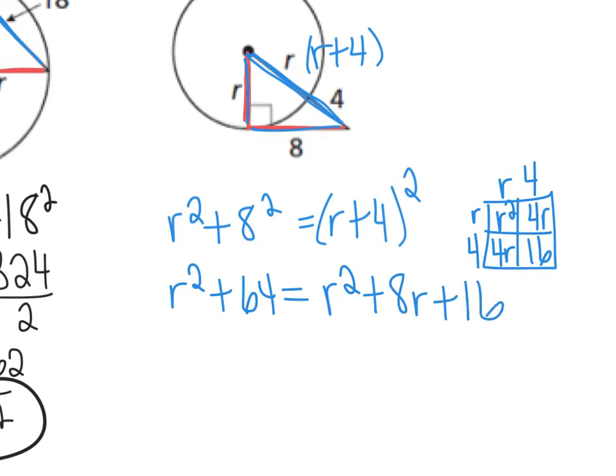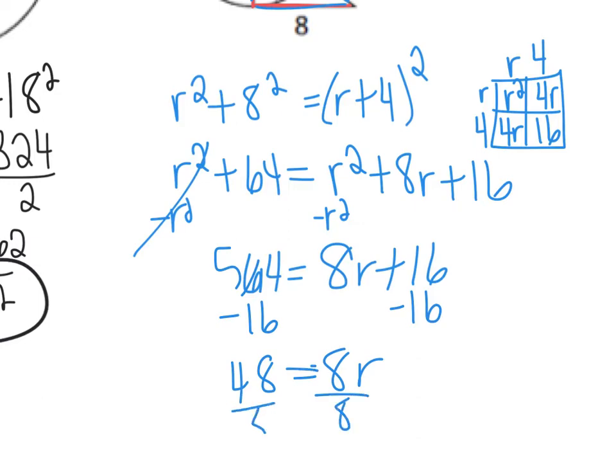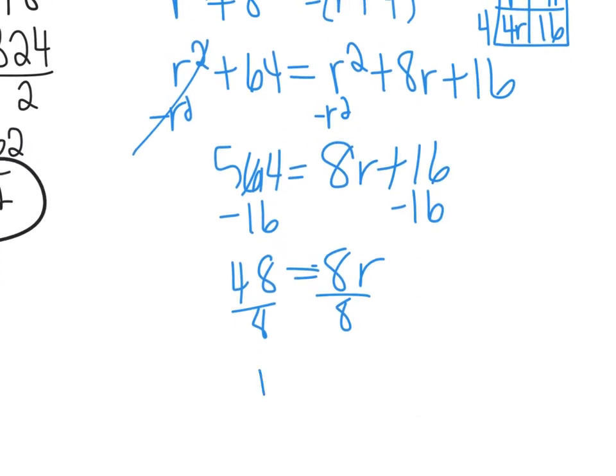I need to get r by itself, so I'm going to subtract r squared from both sides, and that's going to get rid of those, because if you subtract r squared minus r squared, there's nothing left. And then that gives me 64 equals 8r + 16. Now I need to get r by itself, so I'm just going to subtract 16 from both sides, and I get 8r over here, and I get 48 over there. And I need to divide out my 8, and I get that r equals 6.